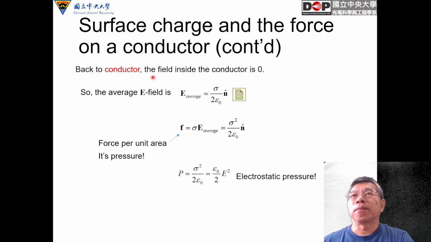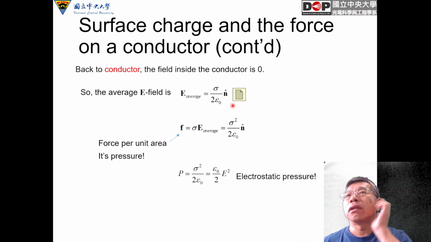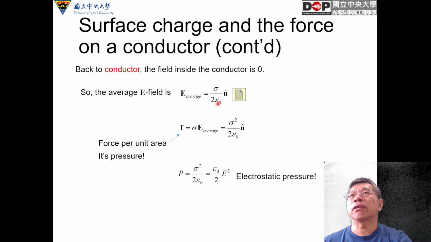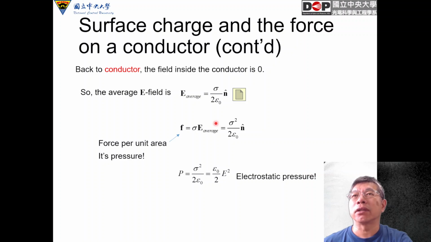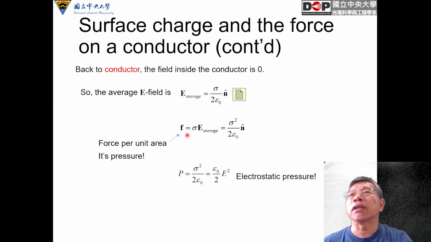Back to the conductor. The field inside the conductor is zero, no field inside. So the average electric field is this one, since we say there's no electric field on the inside of the conductor. So the force per unit area can be written something like that.